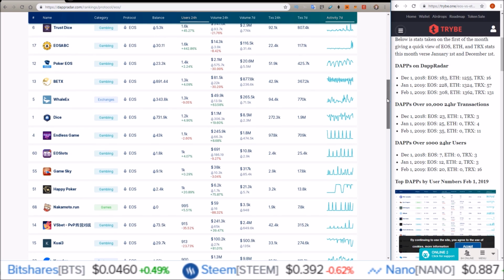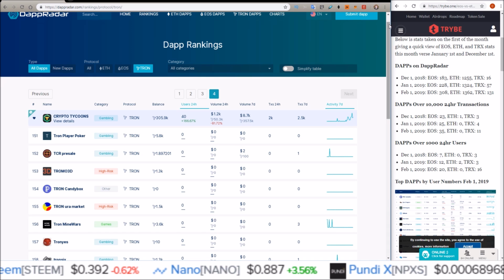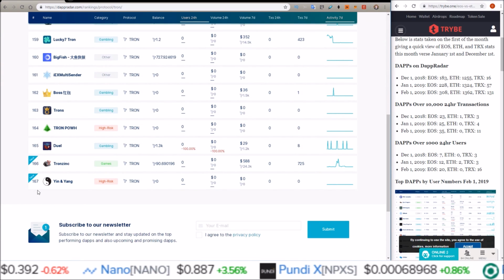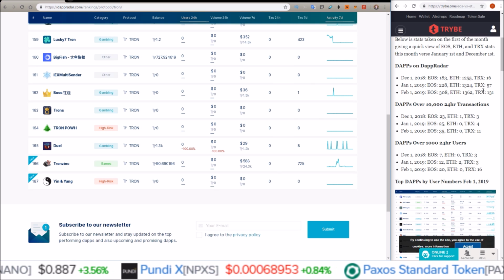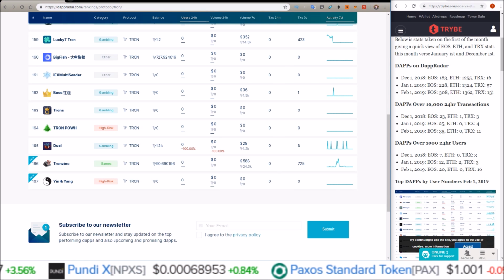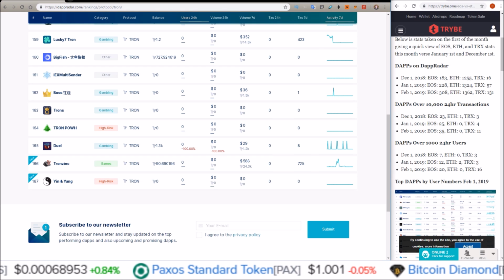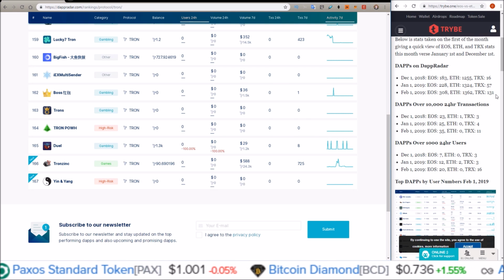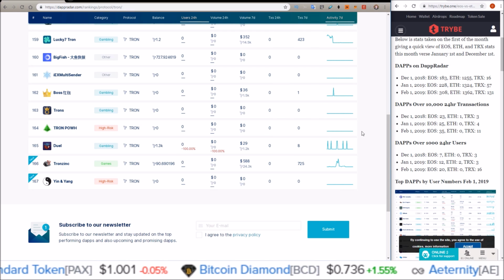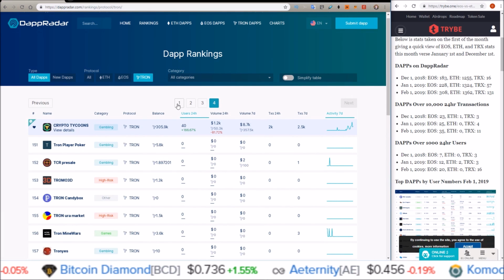Next up on the list, we'll take a look at Tron. Starting off for Tron, total number of dApps is coming in at 167 this month. Last month, Tron was at 131. So about a 36 dApp increase there, right about on par with what we're seeing on EOS, a little bit more than EOS, but 167 dApps on DappRadar this month.